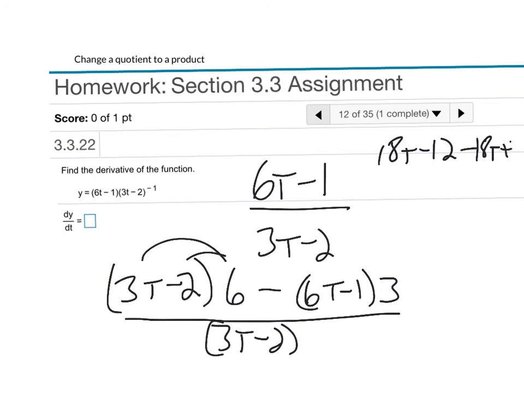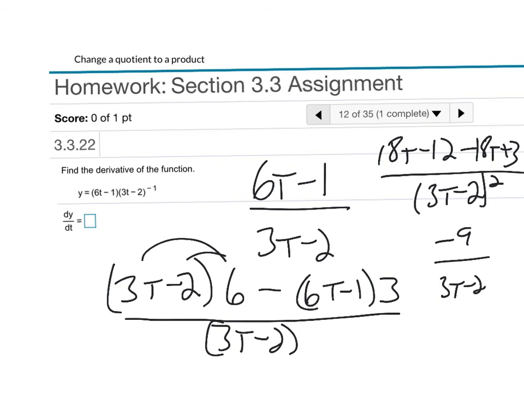plus 3. They're kind of setting us up by always having the 18, the t's in the numerator cancel out. That doesn't usually happen. Just warning you. Sometimes some of them will cancel out, but not as nicely as this. So what is that? Negative 9 over (3t minus 2) squared. At least they're taking it easy on you when you're first learning this stuff. So that's that derivative.